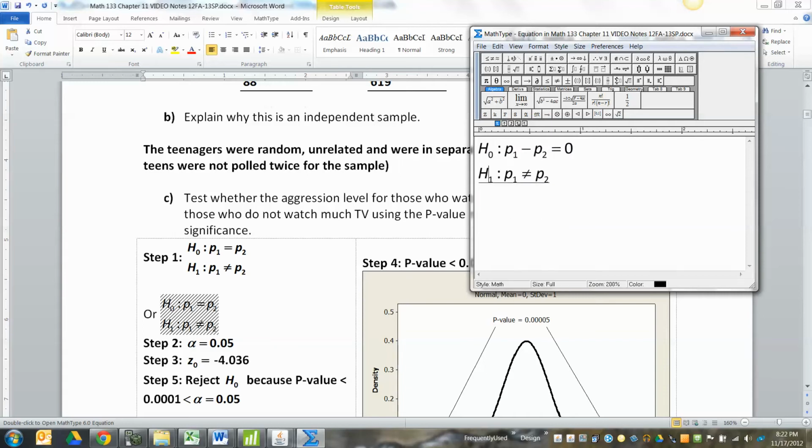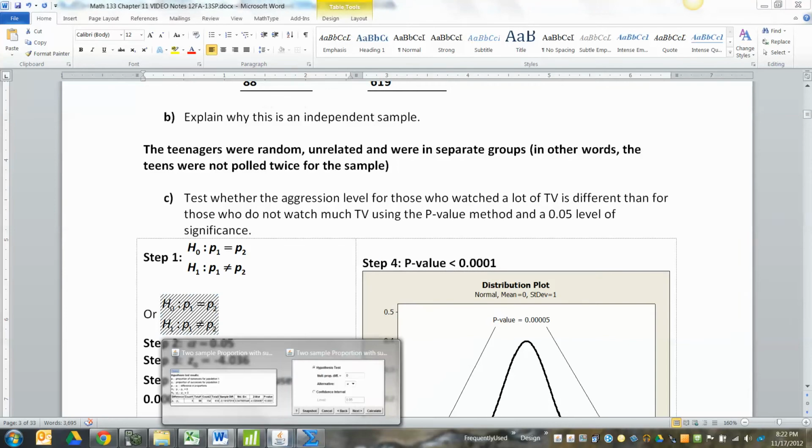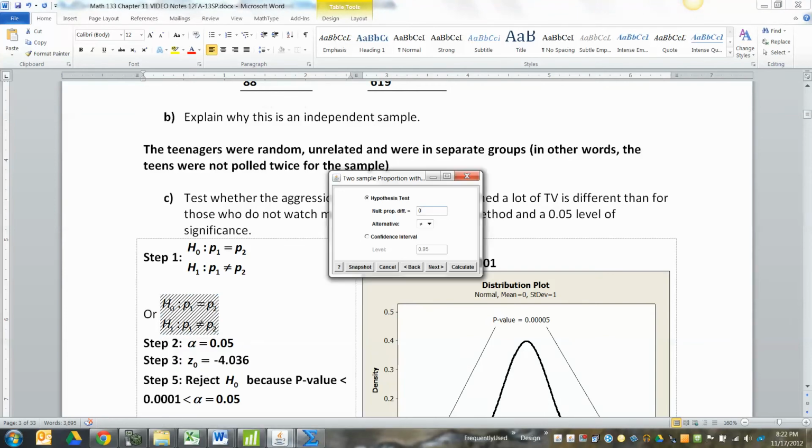If they're no different, then when you subtract them, you should basically have 0. Think about that for a second. If the proportions are basically equal, then when you subtract them, you should have about 0. If they're not equal, then when you subtract them, you should not have 0. There's the symbol. Should not be equal to 0. That's why when I was in StatCrunch, for the null proportion difference, I said it's 0, and then I picked a not equal to. We, in this class, are going to almost always pick 0. So that's why I did that, in case you're wondering.